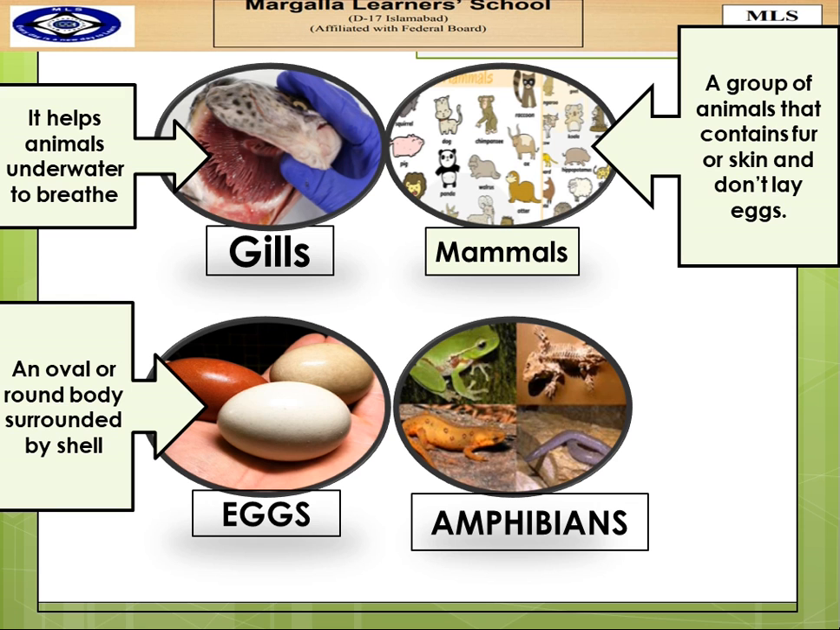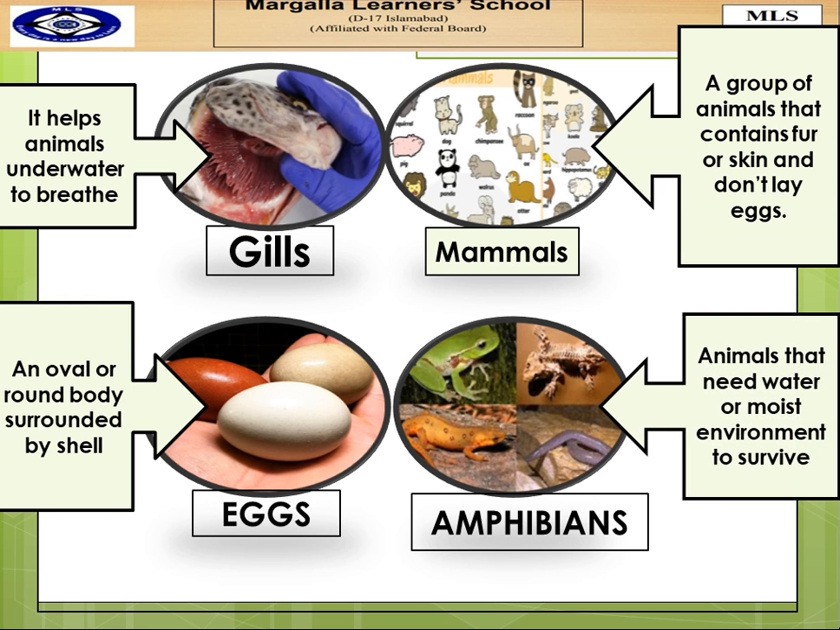Amphibians. Amphibians are very interesting. They are animals that need water or moist environment to survive. For example, frog.